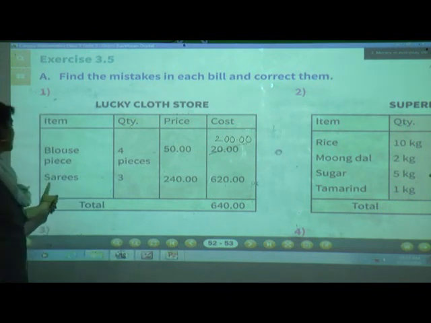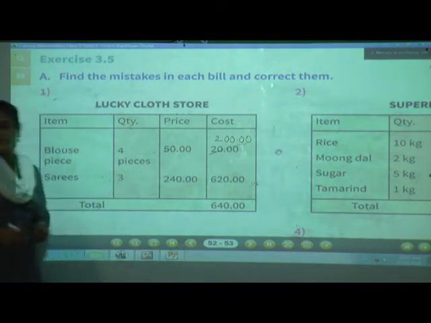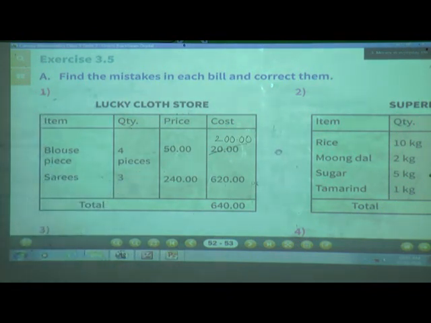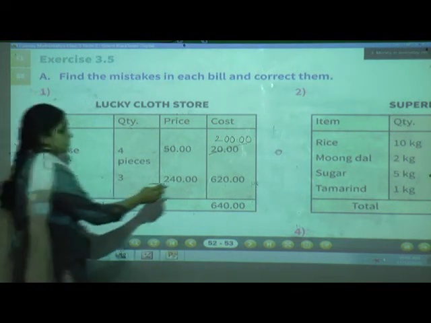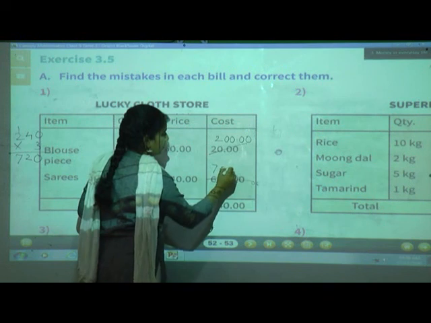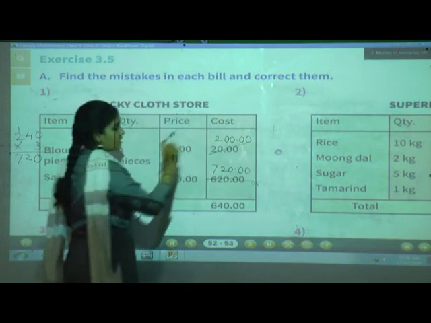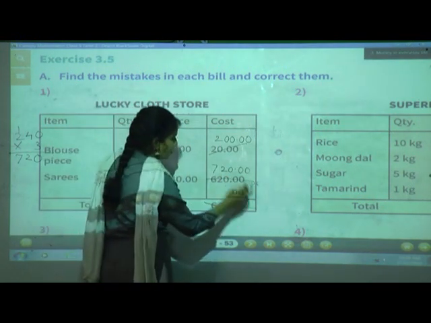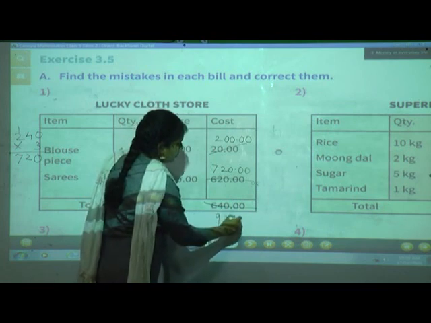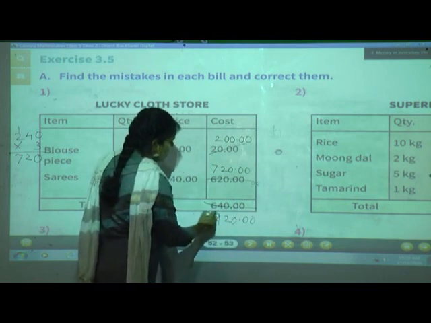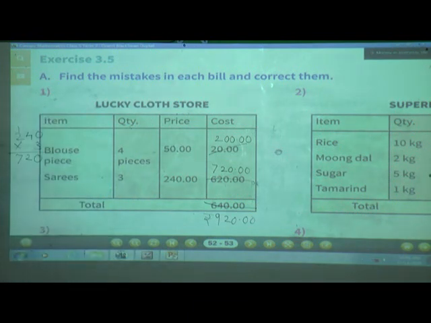Now here sarees, 3 sarees and price of a saree is 240. 240 multiplied by 3. 4 3s are 12. 3 into 2, 6. 6 plus 1, 7. It is 720, isn't it? So here they have given 620. That's why here it will come 720. Now just add it. The total is also wrong because here 920 will come. Okay.